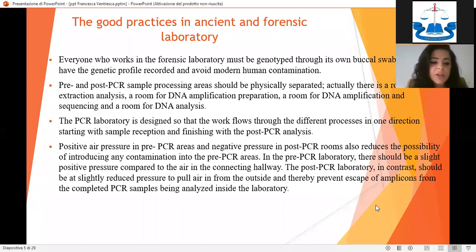Positive air pressure in pre-PCR areas and negative pressure in post-PCR rooms also reduces the possibility of introducing any contamination into the PCR areas. In the pre-PCR lab, there should be a slight positive pressure compared to the air in the connecting hallway. The post-PCR lab, in contrast, should be at slightly reduced pressure to pull air in from the outside and thereby prevent escape of amplicons from the completed PCR samples being analyzed inside the lab.